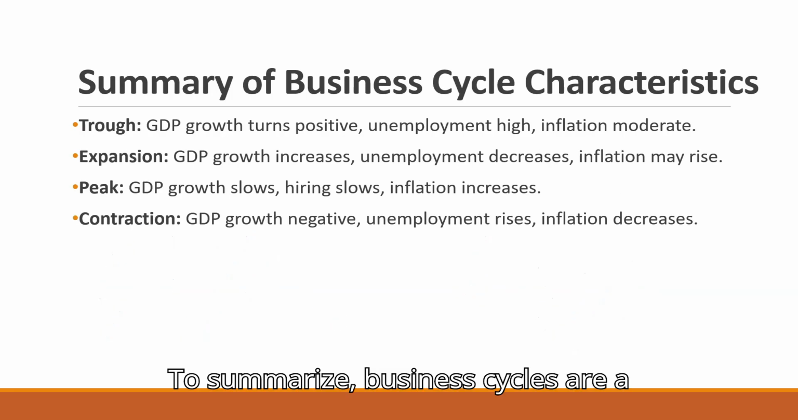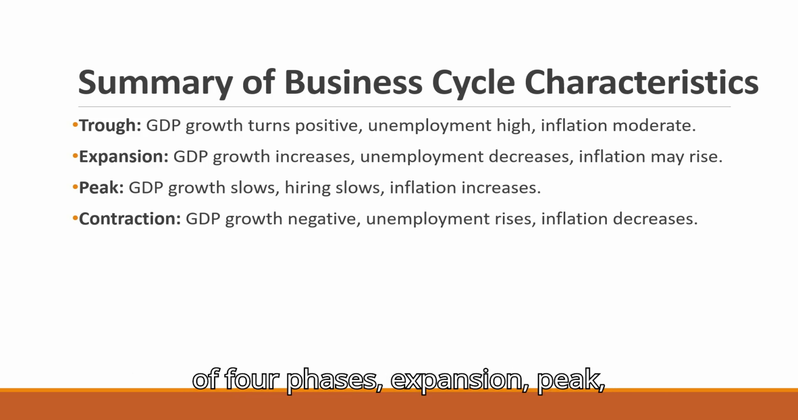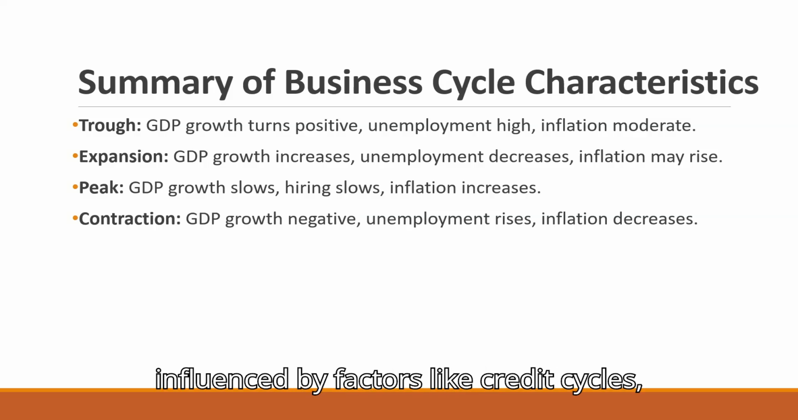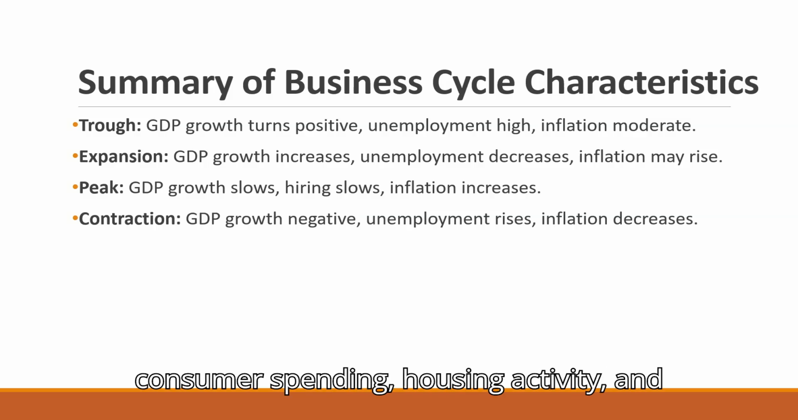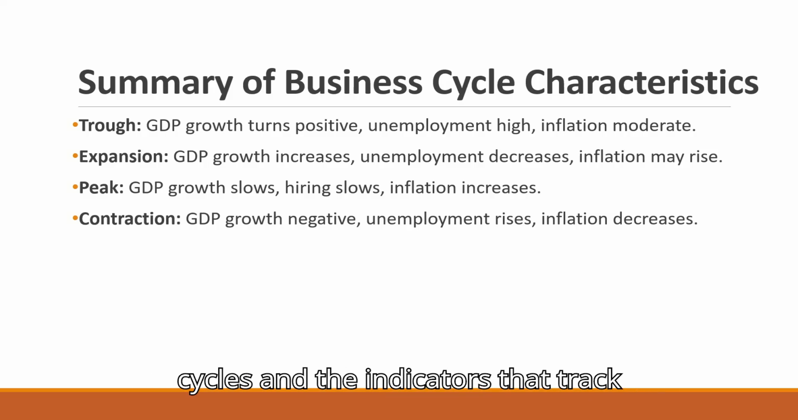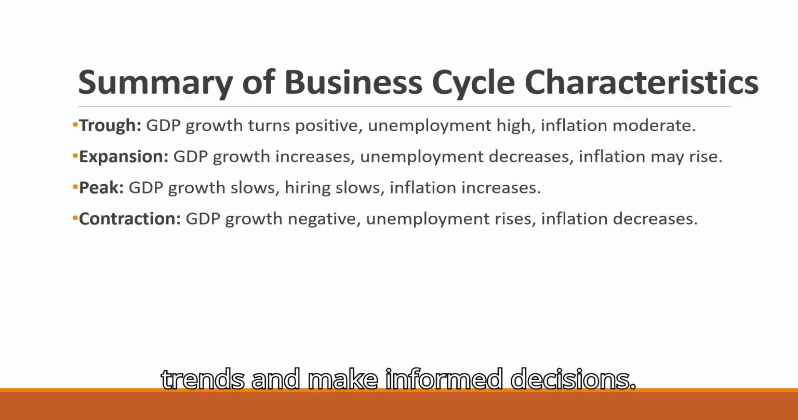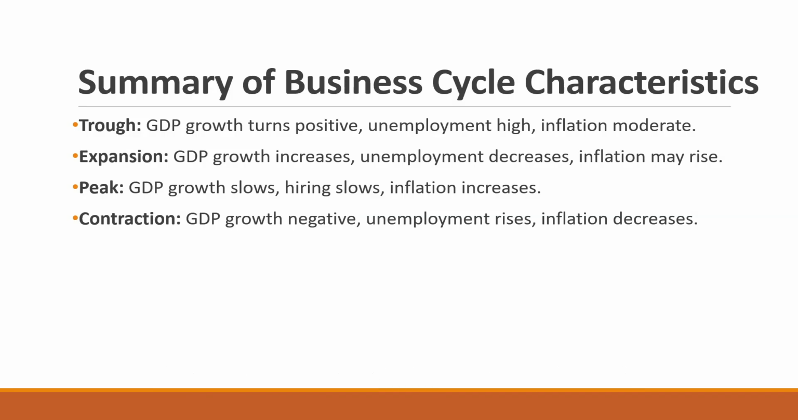To summarize, business cycles are a natural part of any economy. They consist of 4 phases: expansion, peak, contraction, and trough, and are influenced by factors like credit cycles, consumer spending, housing activity, and external trade. By understanding these cycles and the indicators that track them, we can better predict economic trends and make informed decisions.